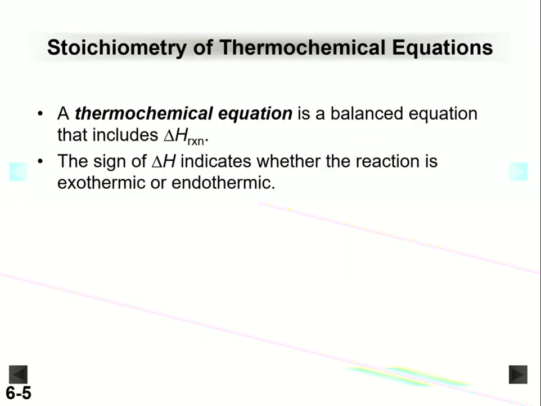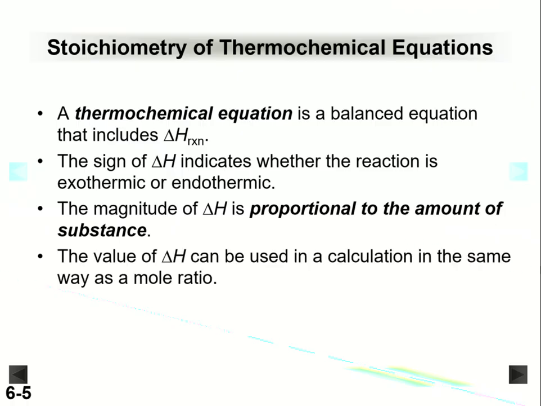Next, we'll look at how we tie together stoichiometry with our thermochemistry. We can write out a thermochemical equation, which is a balanced reaction that also lists the delta H of reaction for the process. And we know the sign of delta H, as we saw in our last video, indicates whether the reaction is exothermic or endothermic. If delta H is negative, the reaction is exothermic. If delta H is positive, the reaction is endothermic.